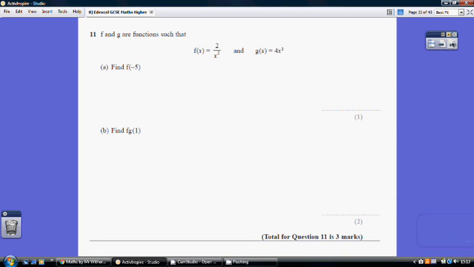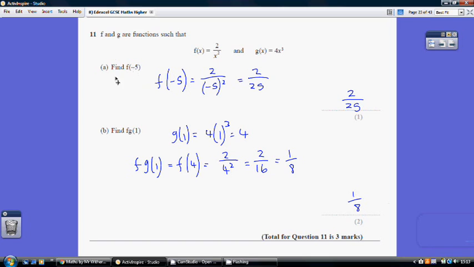Question 11. So f of minus 5 just means we substitute minus 5 into the f function. So 2 over minus 5 squared. Now just be careful, minus 5 squared is plus 25. If you're using your calculator, remember to protect the minus by popping the minus 5 in a bracket before you square it. So 2 over 25. You could give it as a decimal, but a fraction's fine.